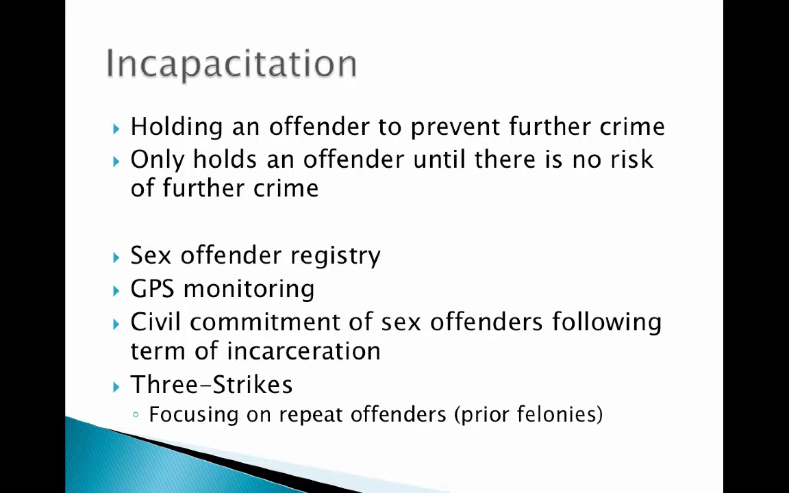Incapacitation is holding an offender to prevent further crime, only until there is no risk of further crime. If you look at things like the sex offender registry, GPS monitoring, civil confinement of sex offenders following their term of incarceration, or three strikes policies, these are all methods of holding a person accountable even after they've served their sentence, or in some cases a deterrent to incapacitation by using community-based corrections as a way to supervise offenders.